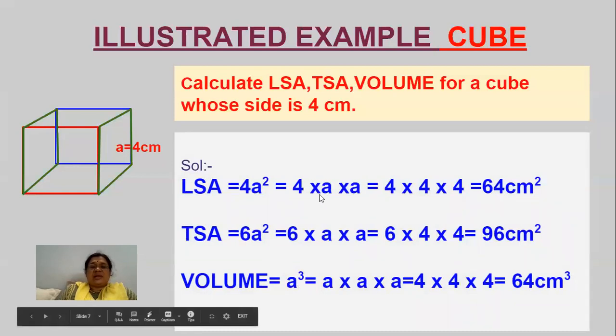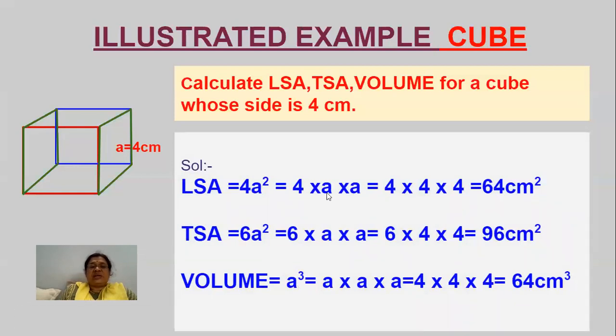So a is the side of the cube. It is given the side of the cube is 4. So I have substituted 4. Therefore, 4 into 4 into 4, you will get 64. And I observed each and every student in my class, they usually write 64. That's all, they finish there itself.